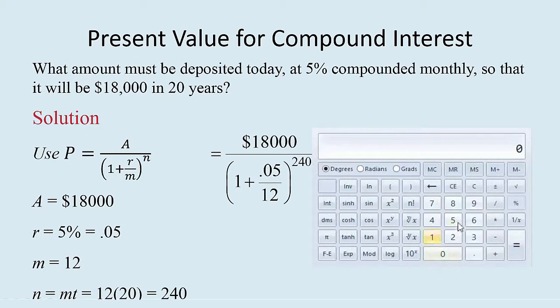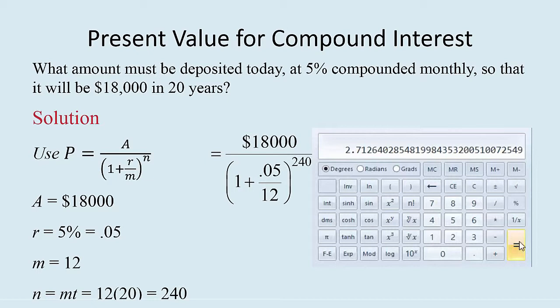Once again, I'm just going to type in the denominator and then multiply by the reciprocal of that. So we're going to have parentheses, we're going to have 1 plus, and just to make sure the calculator divides before adding, we're going to put parentheses 0.05 divided by 12, close parenthesis. We need a second set of parentheses before we raise to the power 240. And we hit equals to get the value in the denominator.